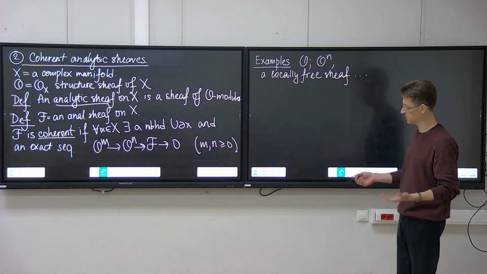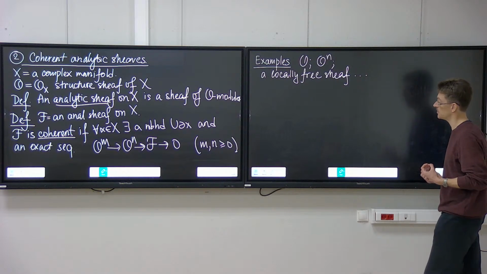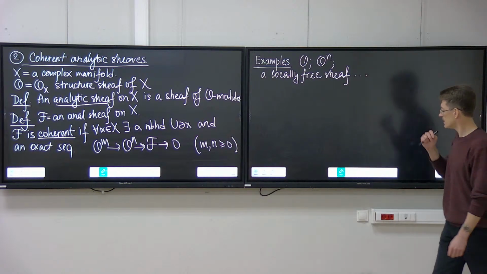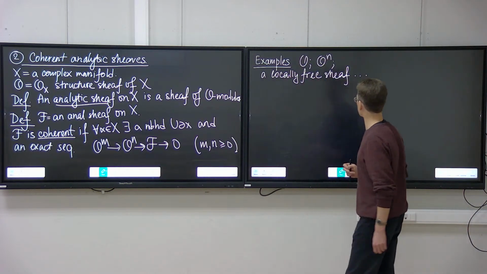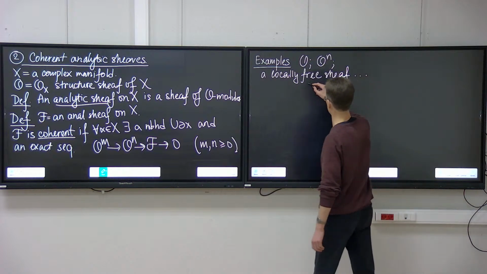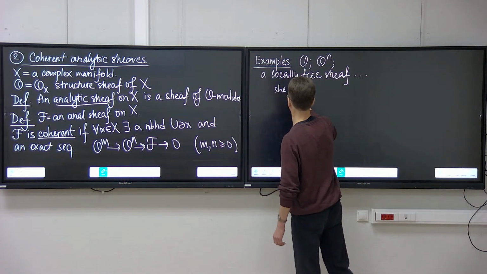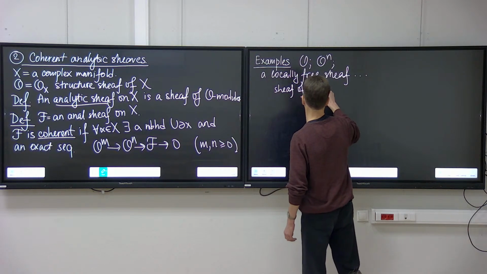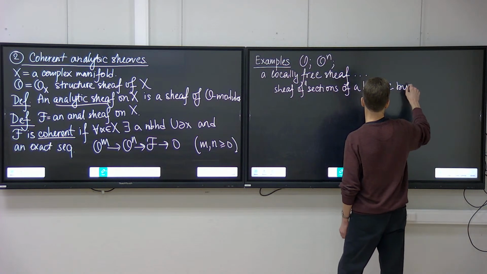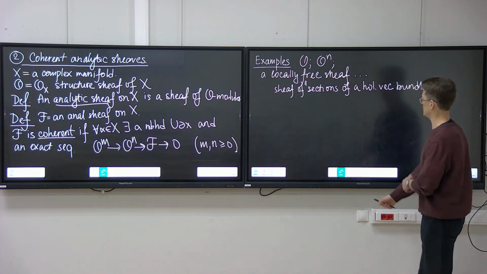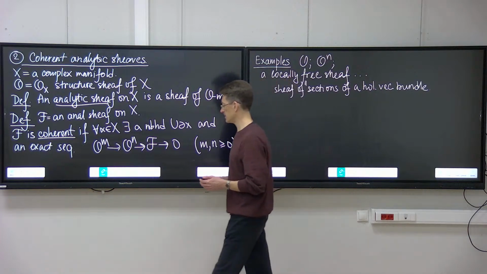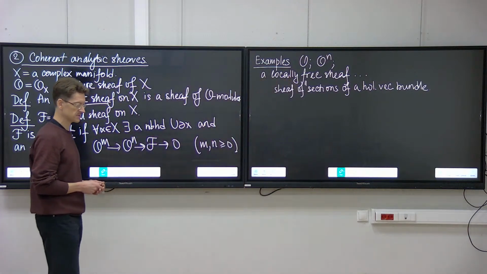But in the general case, if we use the more general definition of a coherent sheaf, then the coherence of this structure sheaf is a deep theorem due to Oka. Okay, well, by the way, what is a locally free sheaf? A locally free sheaf is the same as the sheaf of sections of a holomorphic vector bundle. So we see that coherent sheaves generalize vector bundles. And in many cases, coherent sheaves are more convenient than vector bundles.